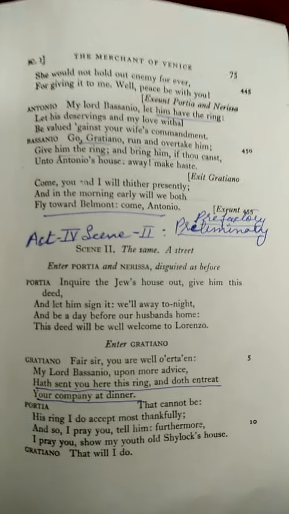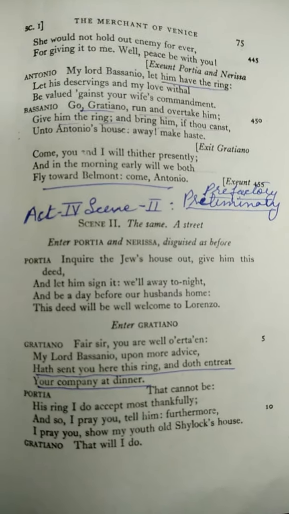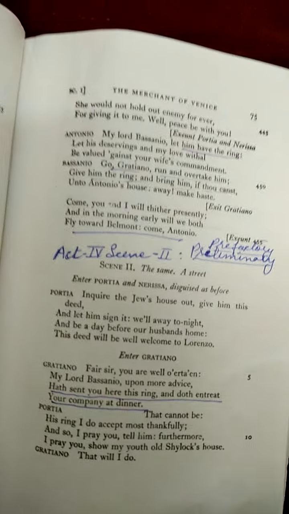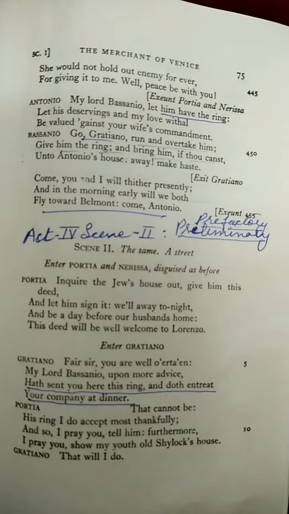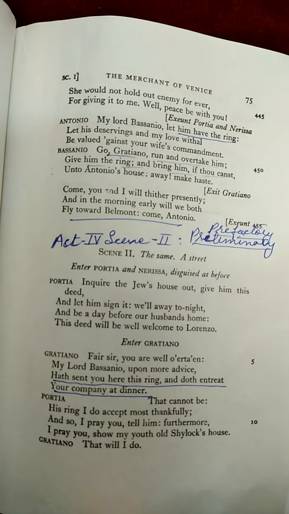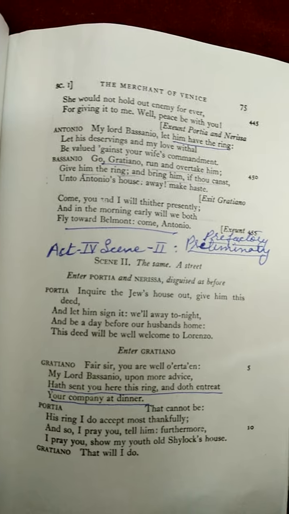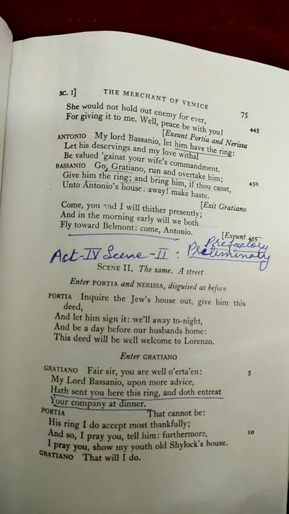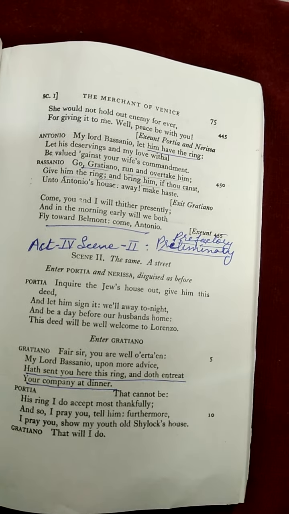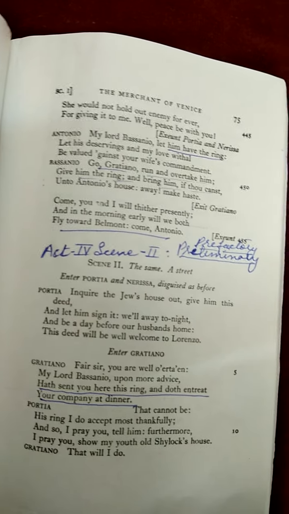But now, in this particular scene, three important points. First, Portia and Nerissa, both of them. Nerissa is a clerk, and Portia is still in disguise as Dr. Balthazar, standing in a street there, and they are talking about three important issues in this smallest scene of 22 lines. First, she is talking about Shylock's house.